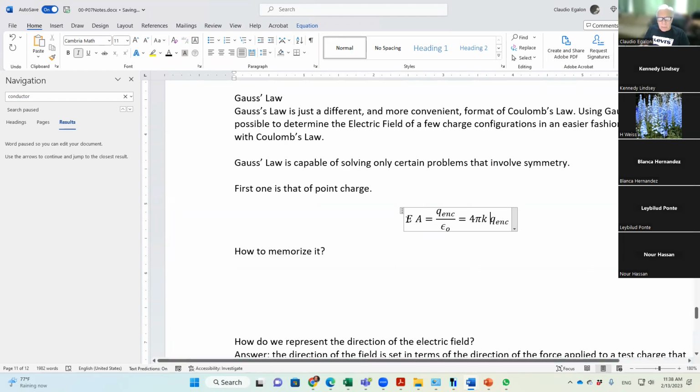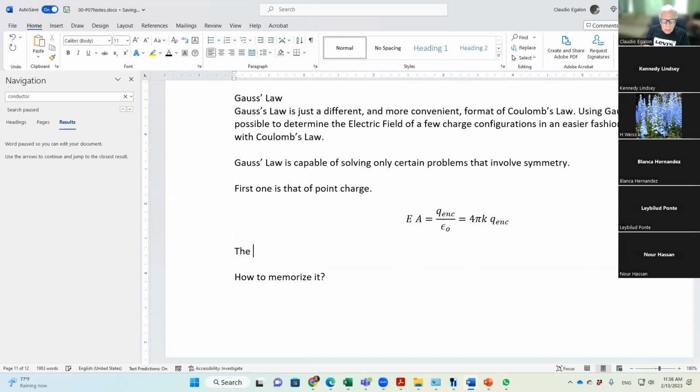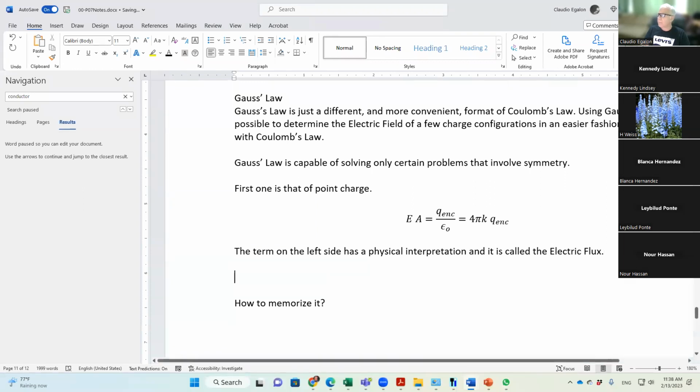Okay. This term that you see right in here has an interpretation. The term on the left side has a physical interpretation. And it is called the electric flux. Okay. But I'm going to go even further. I'm going to be even more specific about this formula, okay? For a point charge, it ends up being equal to that, okay?